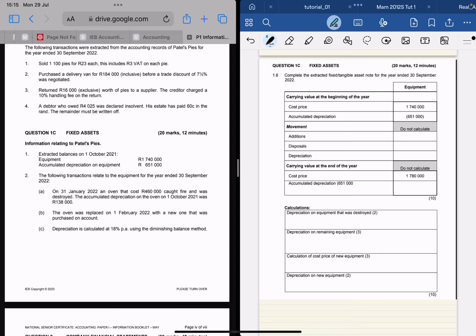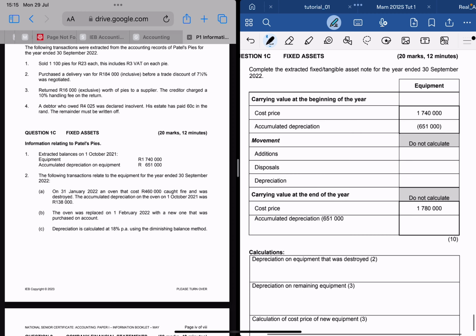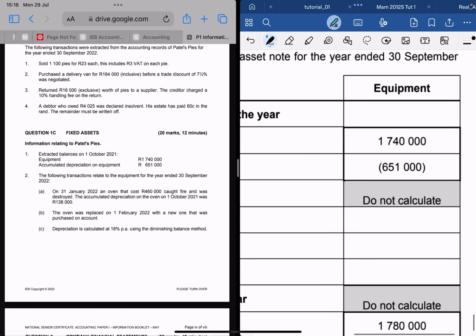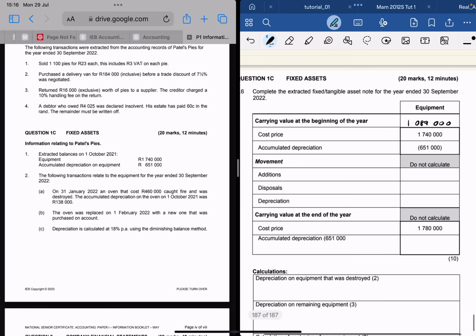So the first thing we do when we come to this question, the first easy mark we can see is the carrying value at the beginning of the year over here. It's an easy mark because they've already given us these two values. So all we need to do is calculate that value. So let me just do that quickly before we start the question. 1,740,000 minus 651,123. Okay, then we get the figure. Let me make this a bit bigger. 1,089,123. Brilliant, there we go.